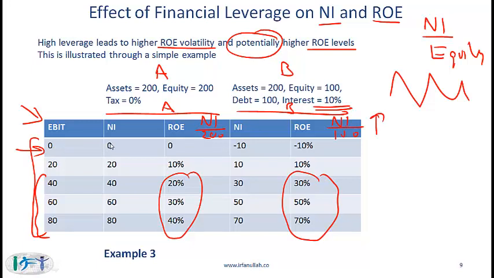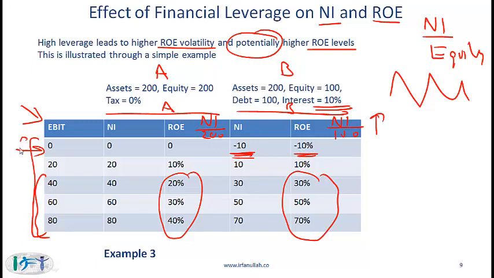However, if the EBIT numbers are very low, let's say 0 or close to 0, then notice what happens. For company A, the net income is 0 and ROE is 0, but company B still needs to make interest payments. The interest payment is 10, so the net income is minus 10 if the operating income is 0 and the ROE is negative. This demonstrates the fact that high leverage firms are more risky, and you can also look at the range of ROE, which is one measure of riskiness.